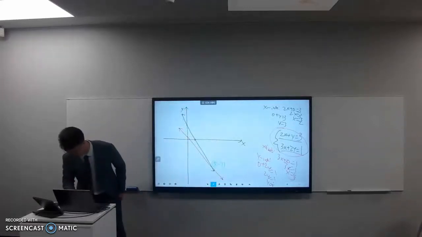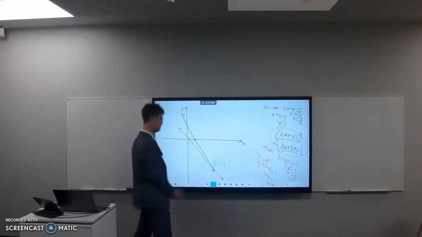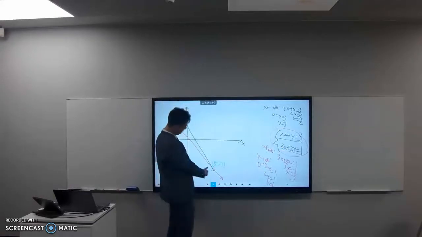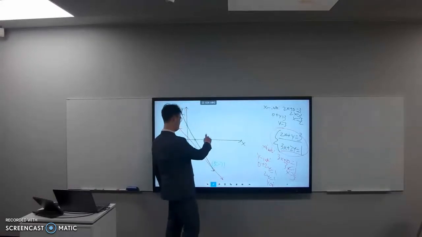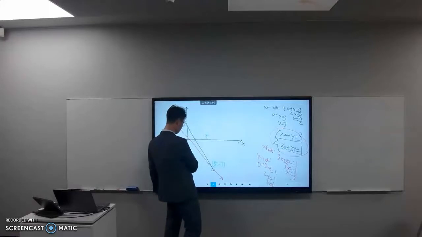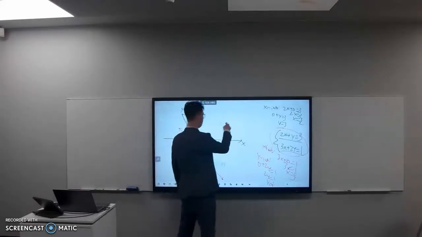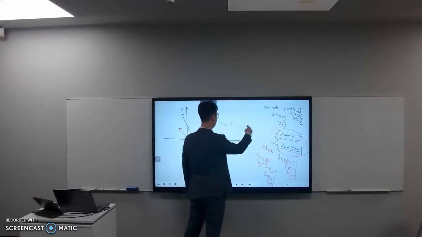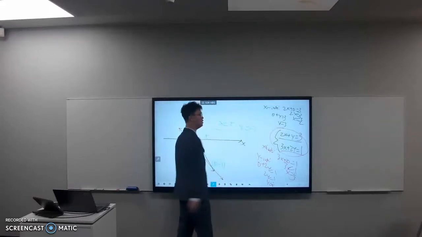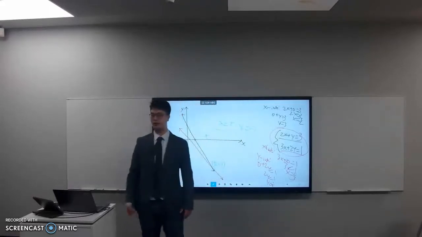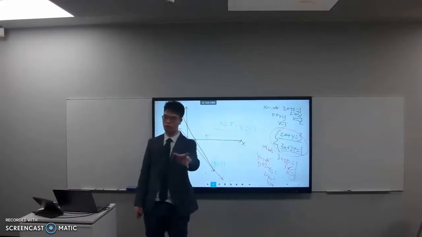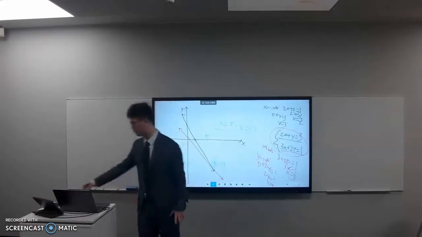So let me just double check that. Yeah, 5, -7. See, it's pretty accurate. This is 5, this is I think 7. So basically, when x equals 5, y equals -7 is a solution. So that's graphically, and of course, you can solve it by using technology.